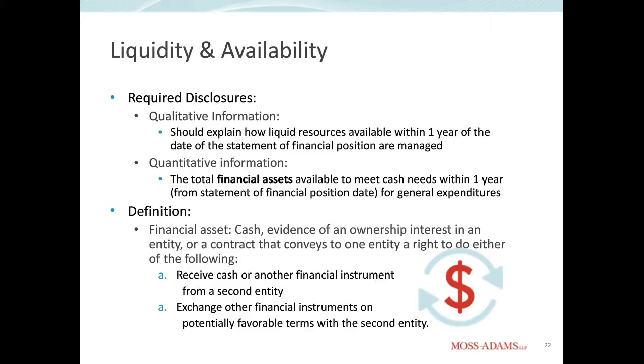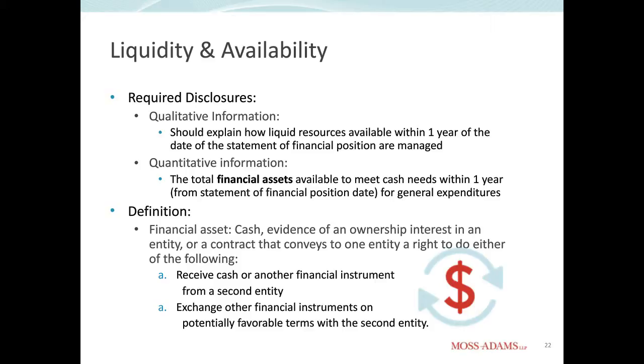So the quantitative disclosures are required to include total financial assets available to meet cash needs within 1 year. This can either be done on the face of the statement of financial position as a classified statement or in the footnotes. And we included here the definition from the Master Glossary of what a financial asset is. Financial assets generally consist of cash and cash equivalents, receivables, promises to give, operating investments, distributions from split interest or beneficial interest agreements, and then if there are endowments, the spending appropriations from the endowment.